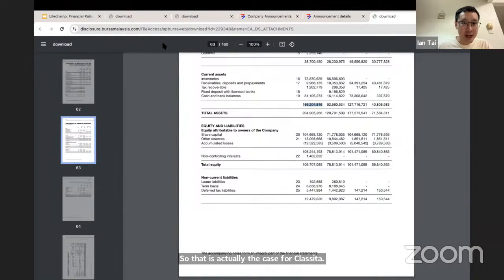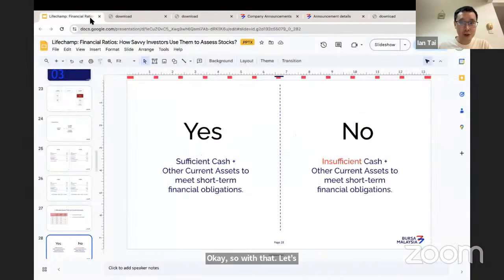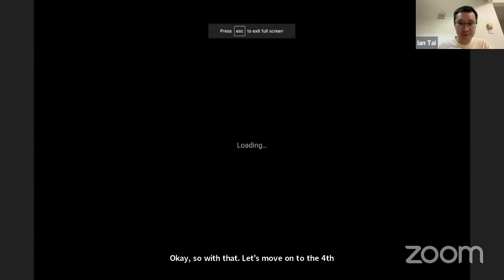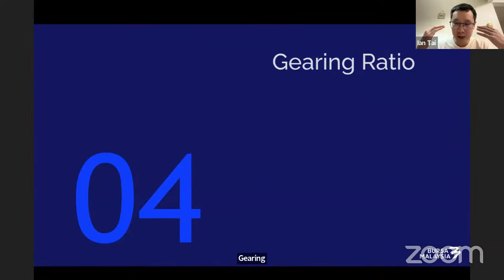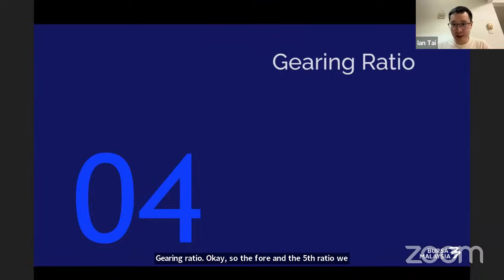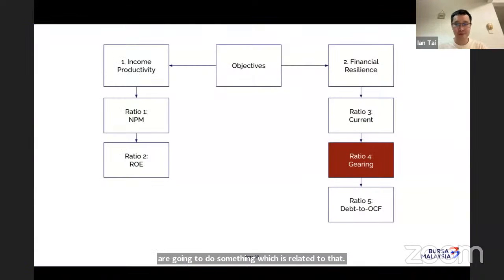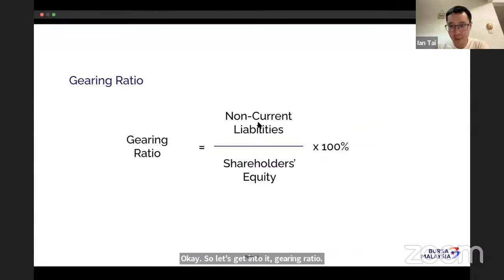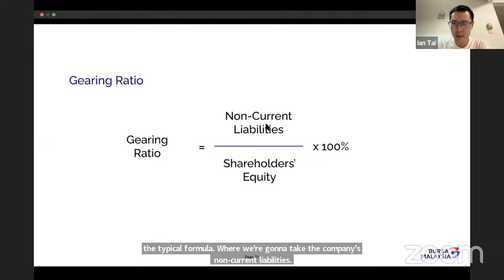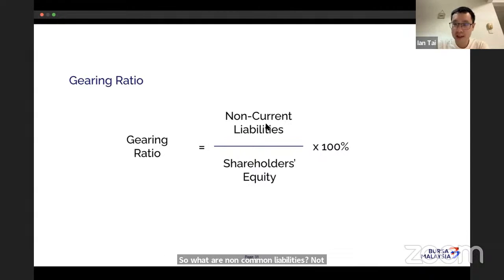Okay, so with that, let's move on to the fourth ratio, gearing ratio. The fourth and the fifth ratio are related to debt. So let's get into it. Gearing ratio. This is the typical formula where we take the company's non-current liabilities. So what are non-current liabilities? Non-current liabilities are something like this.